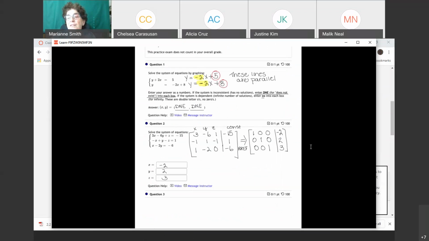Anybody have questions on this? Although if you wanted to do the inverse, like take the inverse of the coefficients and multiply it by the constants, that would give you the same answer, but it's more steps. Okay, questions? How are we doing?